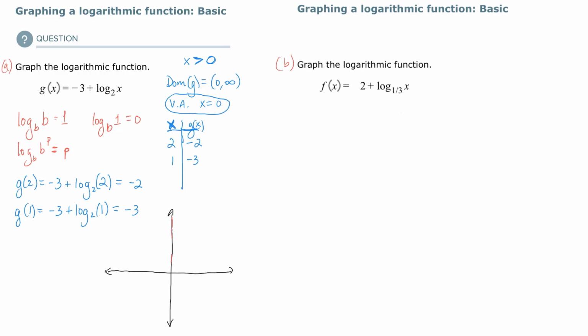So let's label our vertical asymptote, dotted line there. x equals 0. We need to plot our ordered pairs. So we got 2, -2, and then we got 1 and -3. 2, -2, 1, -3, and it's approaching that vertical asymptote. Let's play connect the dots.